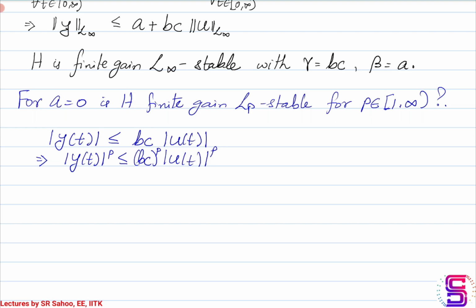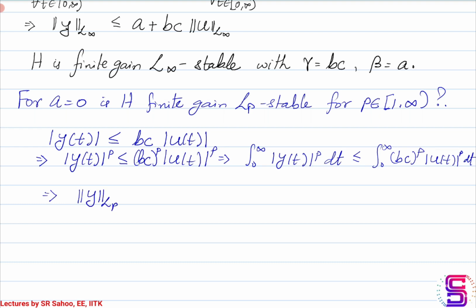Now integrate both sides over the interval 0 to infinity. The integral of the absolute value of y of t to the power p dt is less than or equal to the integral from 0 to infinity of b c to the power p times the norm of u of t to the power p dt, and we take the pth root. Then what we essentially get is that the LP norm of y is less than or equal to b multiplied by c multiplied by the LP norm of u. This holds for all p in the range 1 to infinity excluding infinity.